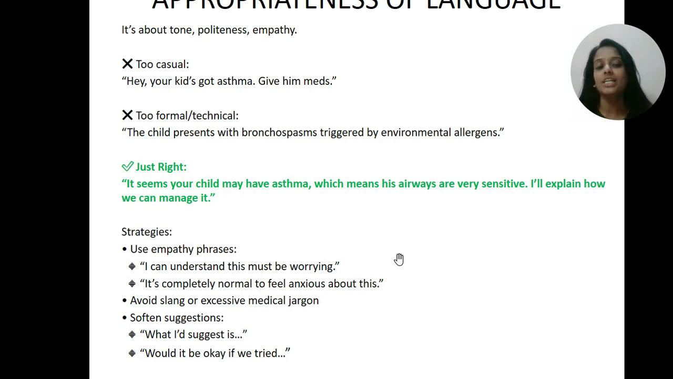So speak just right. "It seems your child may have asthma, which means his airways are very sensitive. I'll explain how we can manage it." This is the right way to talk, isn't it?